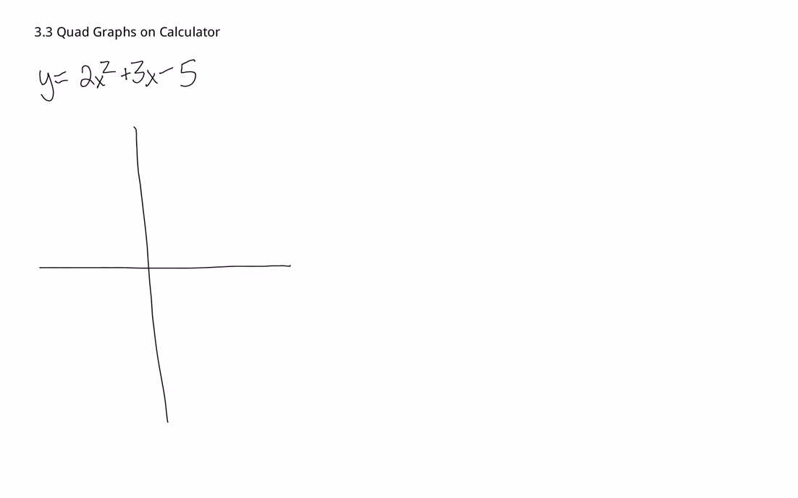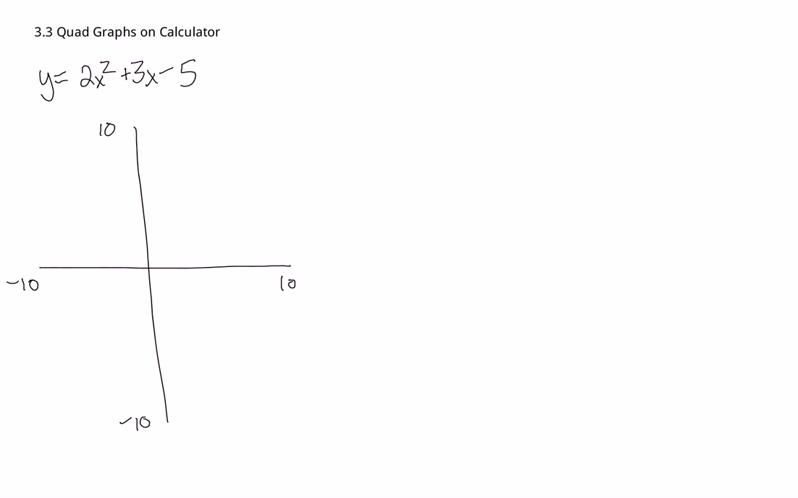If your graph is skewed, so sometimes your window setting is messed up so you don't see the normal graph. So our normal window setting, we should go from negative 10 to positive 10 in the x direction, and from negative 10 to positive 10 in the y direction. If your window isn't set like that, you can go to the window button and actually put those numbers in.